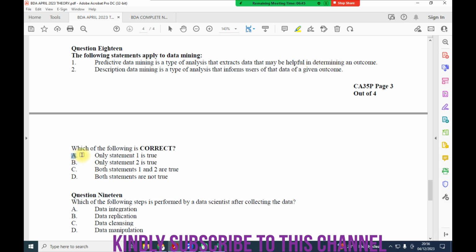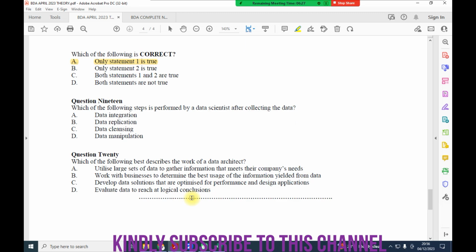Therefore it will be only statement 1 that will be true, but the second statement is not true, because we are talking about outcome, and with description, we are describing the data in the past and in the present. Already the data has occurred, already the data is conclusive.